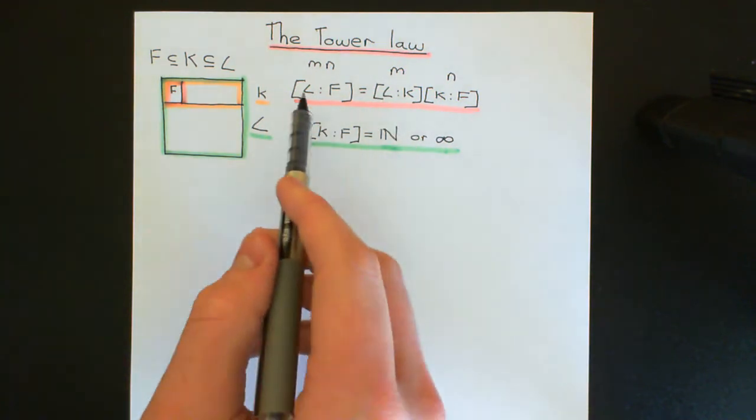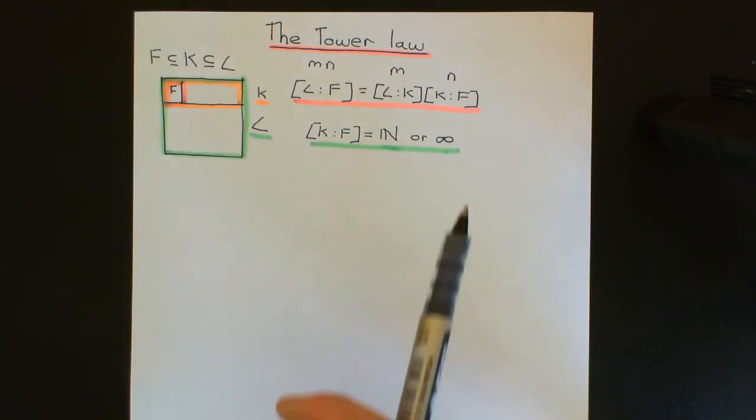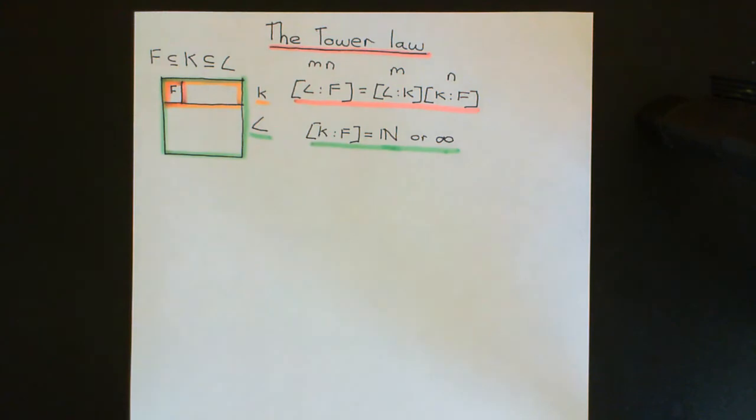What the Tower law will say is that the degree of L over F is going to be infinite, and we will prove that that is true. Okay, so the Tower law does hold in that case. On the other hand, if the degree of K over F is finite, and the degree of L over K is infinite, then again, the degree of L over F will be infinite, and again the Tower law will hold.